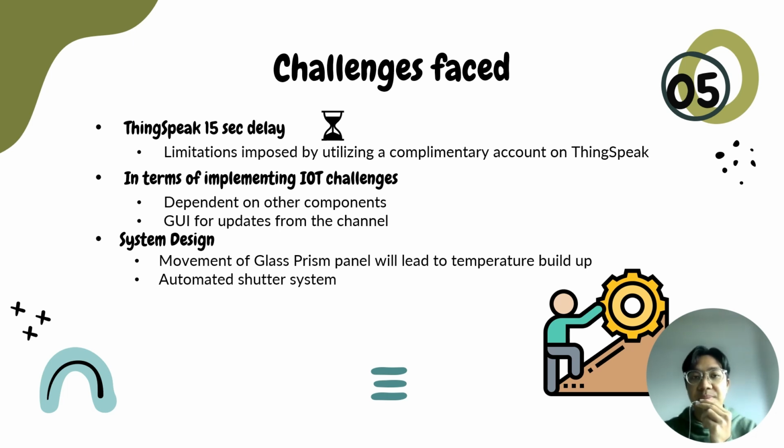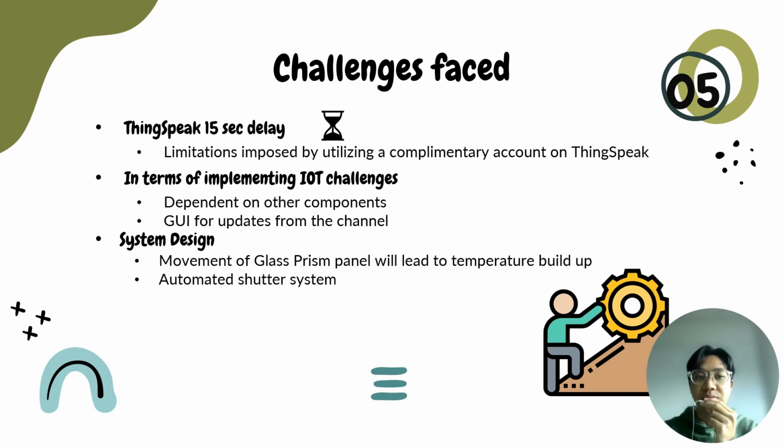Another challenge is the dependent components in the IoT system. For example, if a component is down, we will not know if the system is running as they depend on one another. To overcome this challenge, we use a GUI to indicate whether the system is failing. This is done by checking the field graph to see if it's being updated.